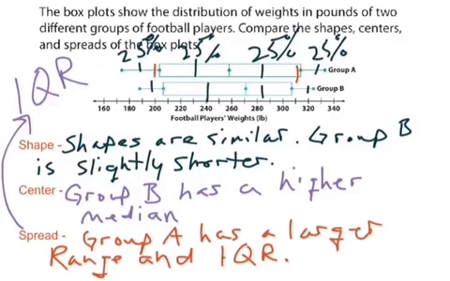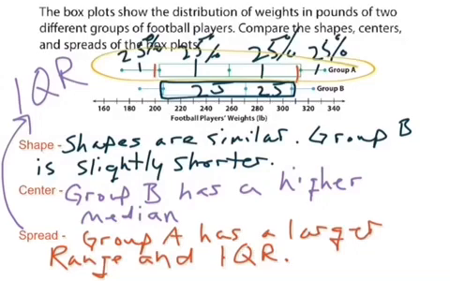So when you have a shorter box right over here, that means that your data was more concentrated. If this was 25% and this is 25%, 50% of your data was more concentrated. Those numbers were closer together. In this one at the top, in Group A, the data was a little bit more spread out. So that's why it had a larger range and a larger IQR. So this is how you'll compare the data distributions in box plots.